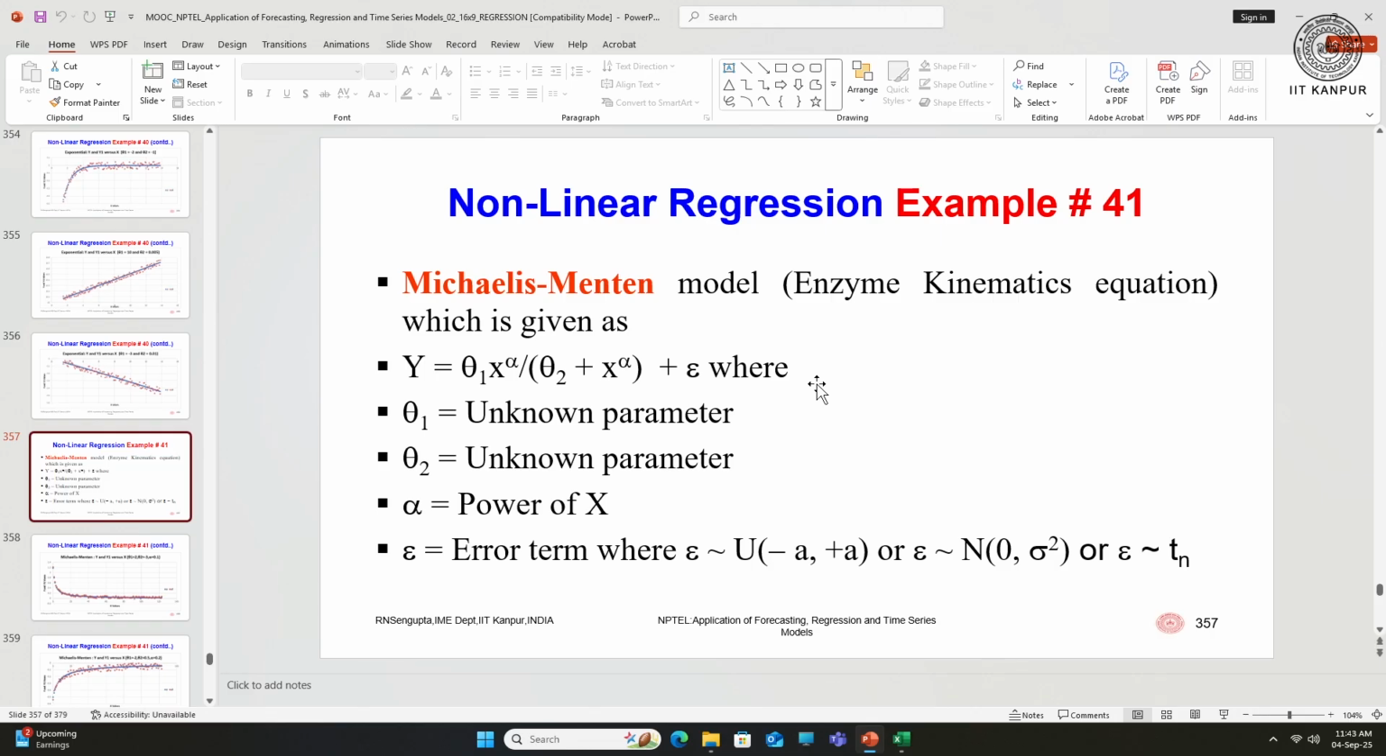Now, we will go to the 41st example, because you remember we are considering different types of examples. If you consider the nonlinear regression example, which is the Michaelis-Menten model, which is for enzyme and kinetic equations in chemical engineering or chemistry, the equation is given as y is equal to theta 1 into x to the power alpha, and in the denominator you have theta 2 plus x to the power alpha. So, in the first factor you are multiplying theta 1, in the second factor in the denominator you are adding theta 2. There is an error term also, and theta 1 and theta 2 are the unknown parameters and alpha is the power of x.